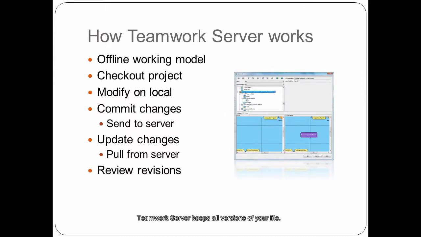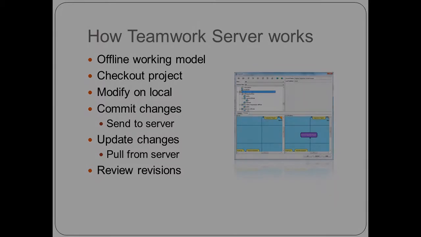Teamwork Server also keeps old versions of your file. Every time you commit changes to the server, it is considered to be a revision. Say 3 or 6 months later, if you want to review one of the older revisions, you can just select it in the list and the server will reconstruct the diagram for you. Apart from keeping all revisions, Teamwork Server also offers the ability to compare revisions side by side.